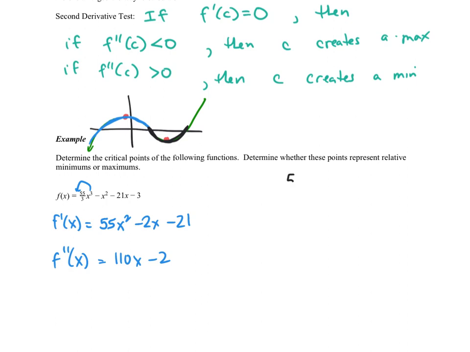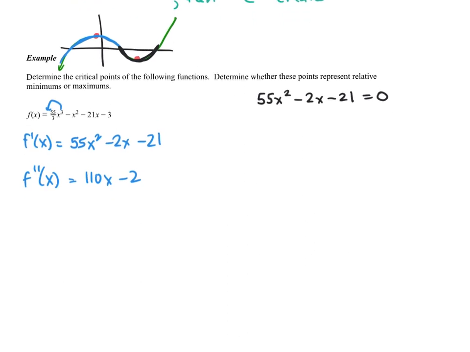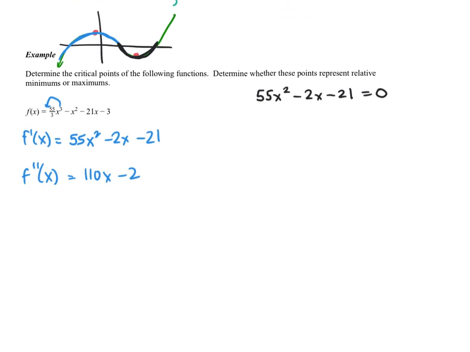So like I said, we're going to have to figure out when is 55x squared minus 2x minus 21 equal to 0. The nice thing about the second derivative test is I'll figure out a max and a min, and I don't have to make a sign chart. So I just have to figure out where these things are 0. So I have to factor this, which will be a little tricky. So if you don't want to factor it, you could certainly use quadratic formula. You could use your box method, whatever you do.